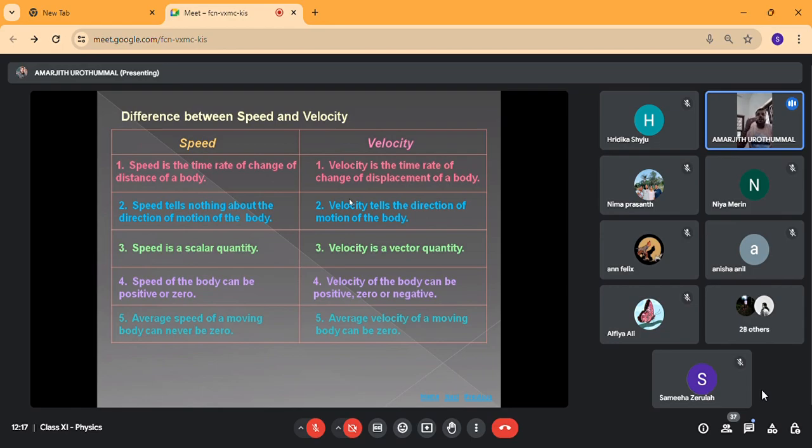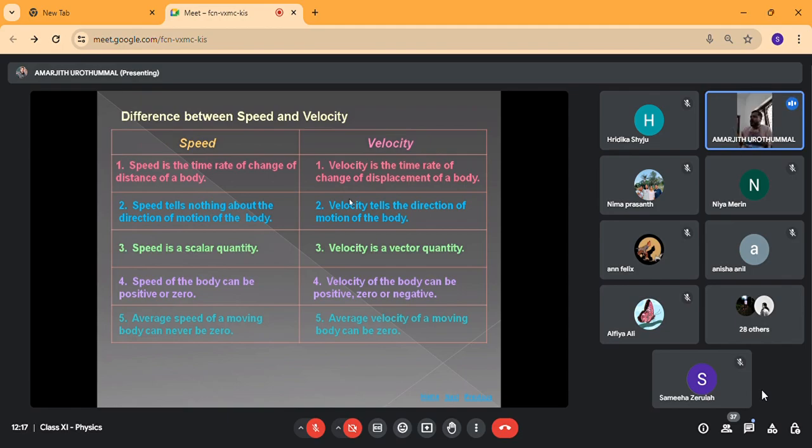Where the average velocity of a moving body can be zero. Any example for that situation? Just try to say. No answer. Why are you hesitating to say? So many are there now.